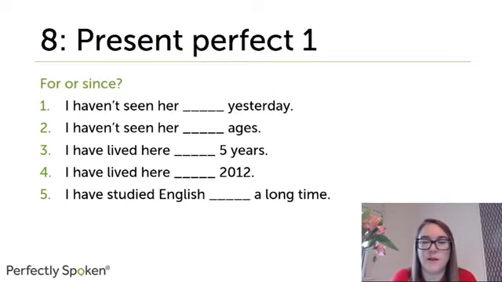Number 1, I haven't seen her yesterday. 2, I haven't seen her ages. 3, I've lived here 5 years. 4, I've lived here 2012. And number 5, I've studied English a long time. For or since? Pause the slide and then we will check together.